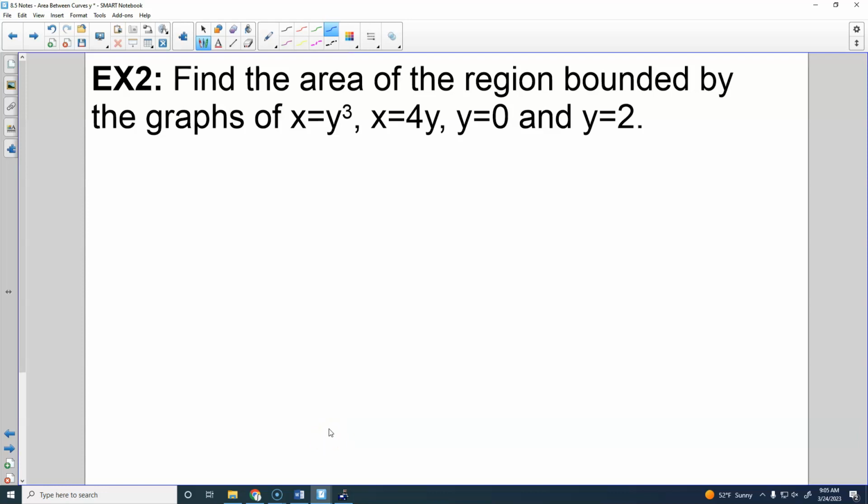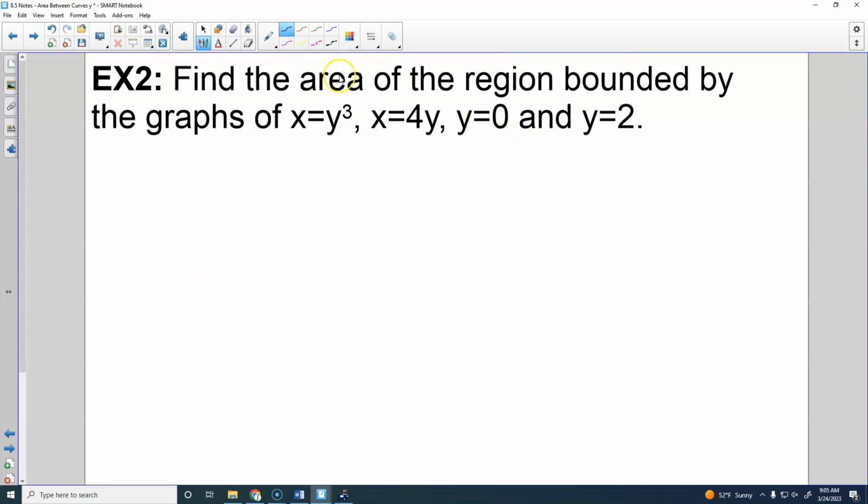All right, find the area of the region bounded by the graphs of y equals x to the third, x equals 4y, y equals 0 and y equals 2. Let's try to do this one without looking at the Desmos graph, because sometimes you'll see these without a picture.